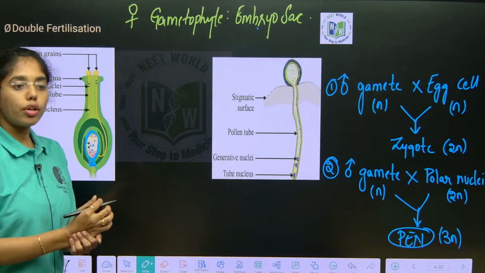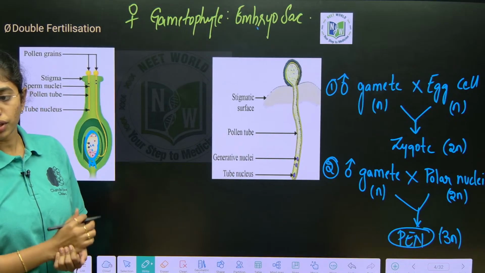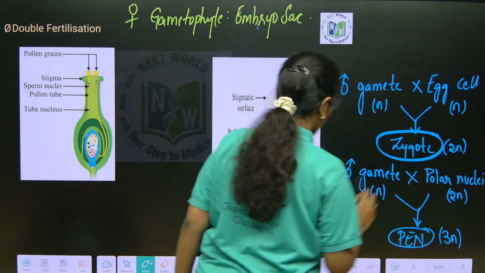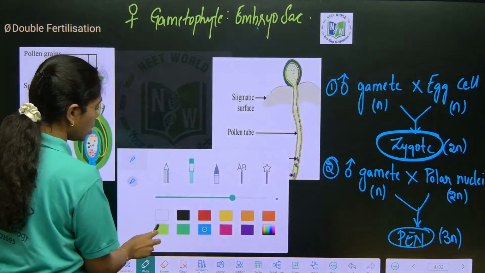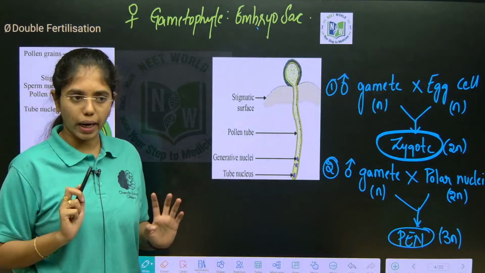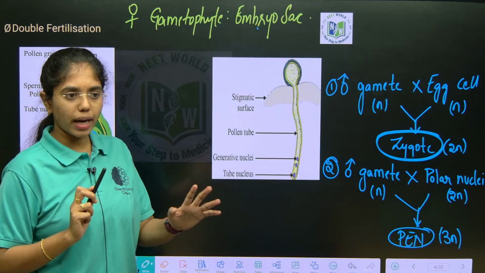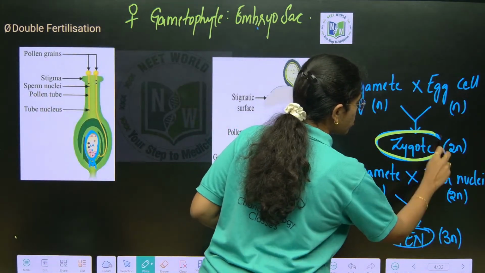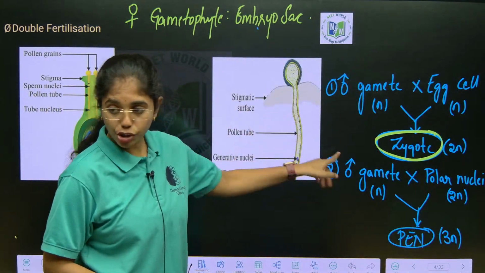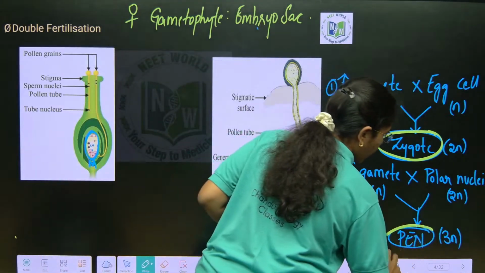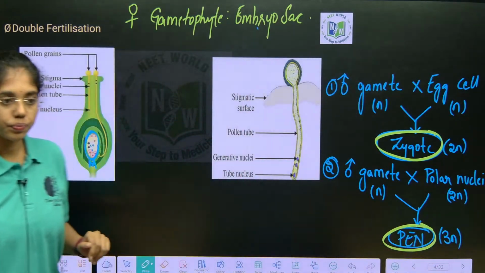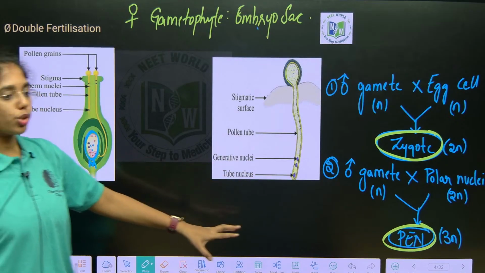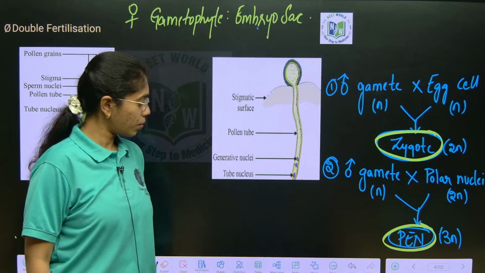Clear, right? So the first product of fertilization, the first cell which is the product of fertilization, is the zygote. Zygote is the product of fertilization in any other division of the plant kingdom. In any division of the plant kingdom, what is the product of fertilization? Zygote. One more additional product of fertilization in angiosperms you see is what? Primary endospermic nucleus. Okay? The additional product that you see in the angiosperms is the primary endospermic nucleus.